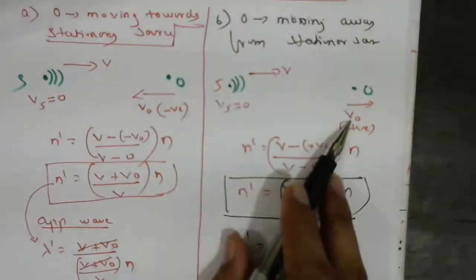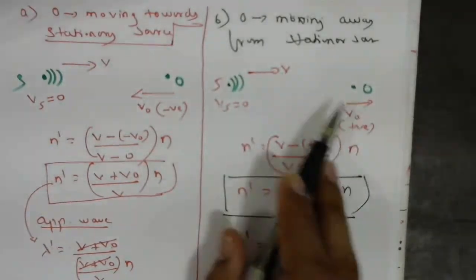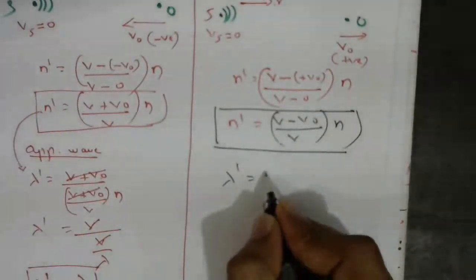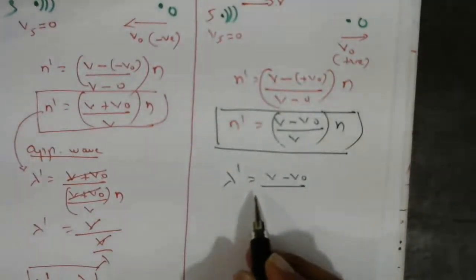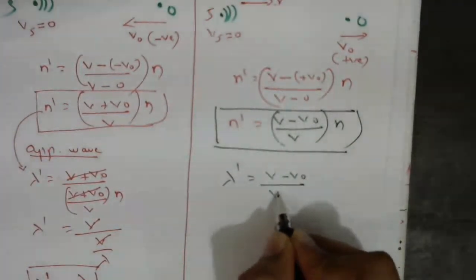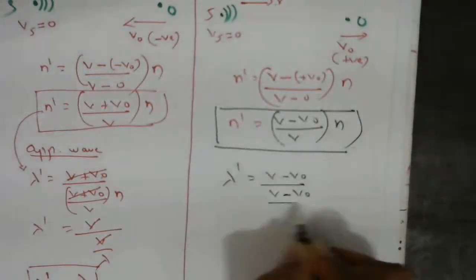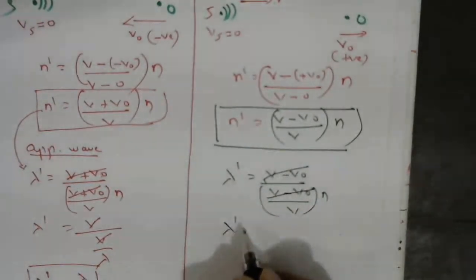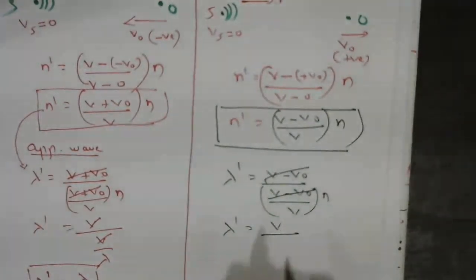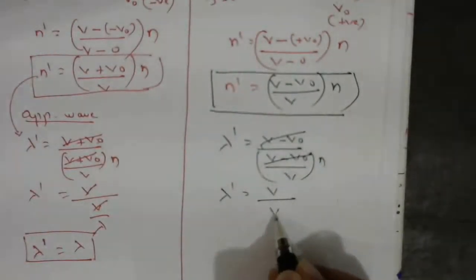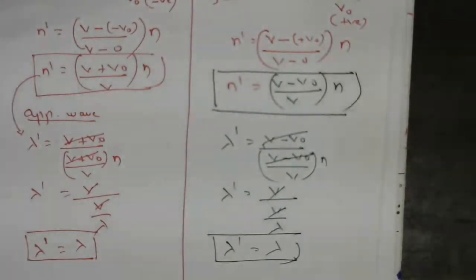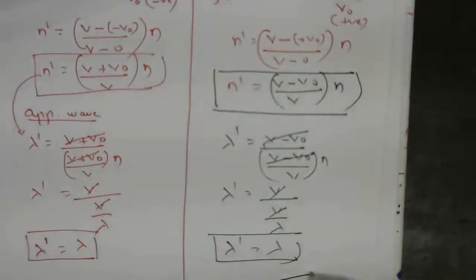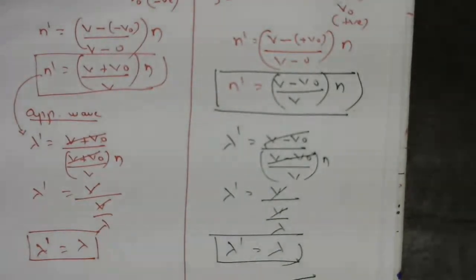Velocity of sound with respect to the observer: both are in the same direction, so we can write V minus V naught. Now the apparent frequency is V minus V naught upon V into N, and the apparent wavelength lambda dash is this divided by N. Writing N as V by lambda, V cancels and lambda dash is equal to lambda. In both cases, the wavelength does not change. Only the frequency changes.